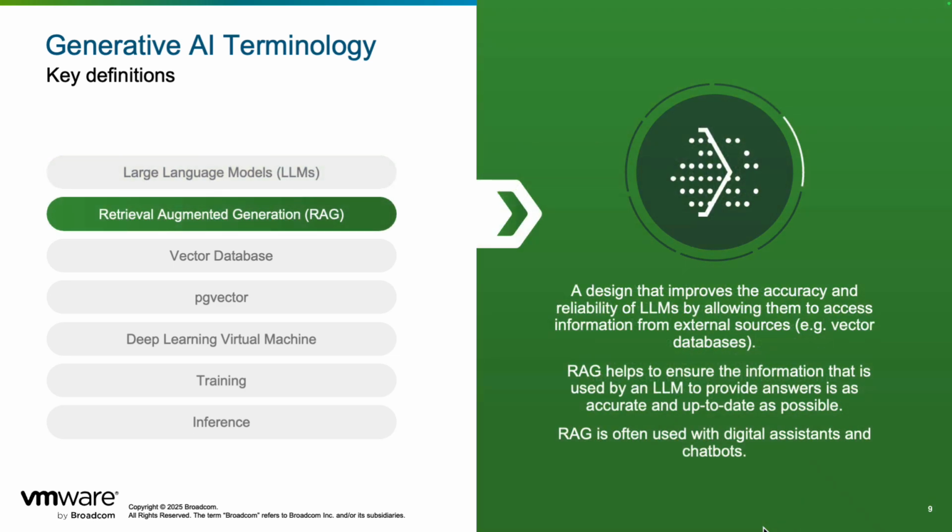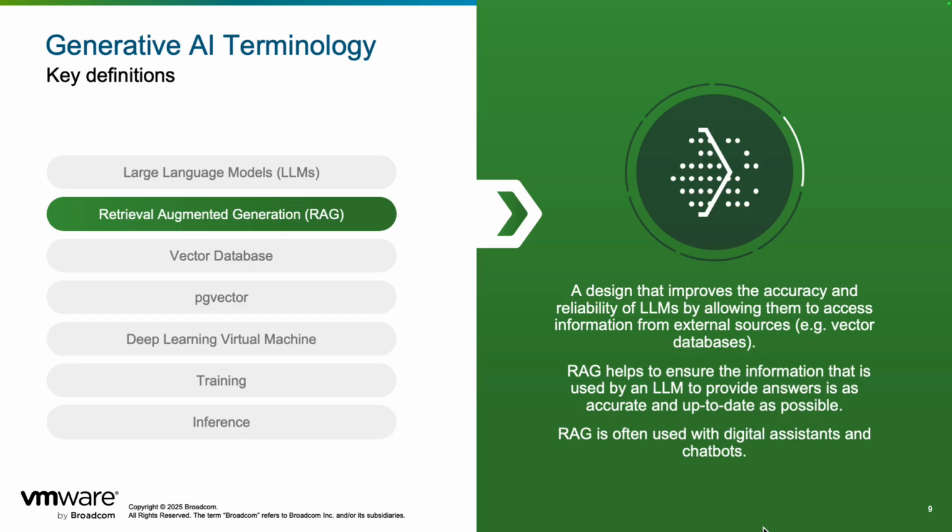Another important term is retrieval augmented generation. And what that essentially means is adding to the model a database that will inform the model or augment the model with real company data, private data. So this is a design that improves the accuracy and reliability of LLMs by allowing them to access information from databases and other sources.